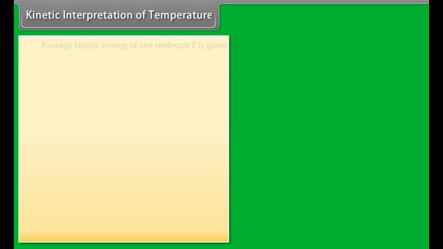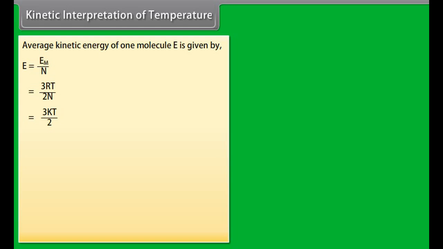Kinetic interpretation of temperature. Average kinetic energy of one molecule, E = E_total/N = 3RT/2N = 3kT/2, where k is Boltzmann's constant.